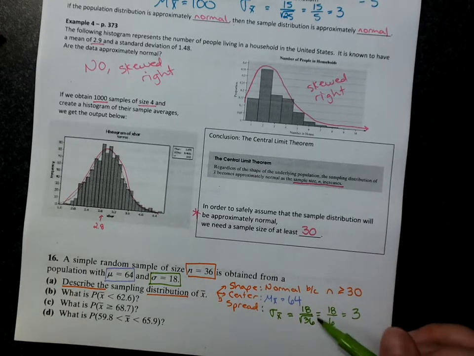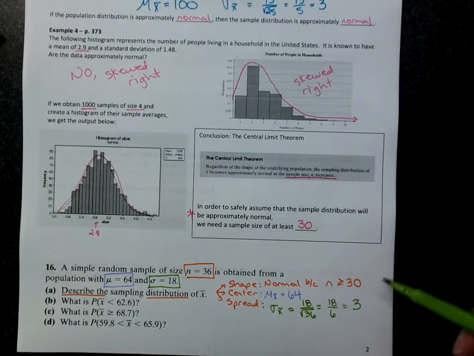Alright, so it's 18 over the square root of 36. Again, normally that yields an ugly decimal. This happens to be a clean 3. So our standard deviation for the population is 18. Standard deviation for the sample is 3. You might want to get yourself another sheet of paper to do parts B, C, and D so you have plenty of room. I try to save space, but sometimes that's not helpful.